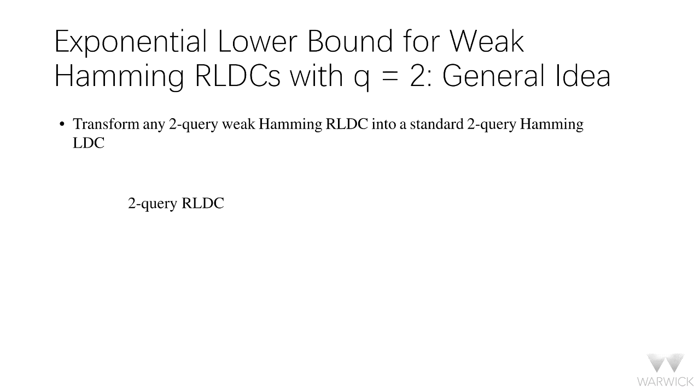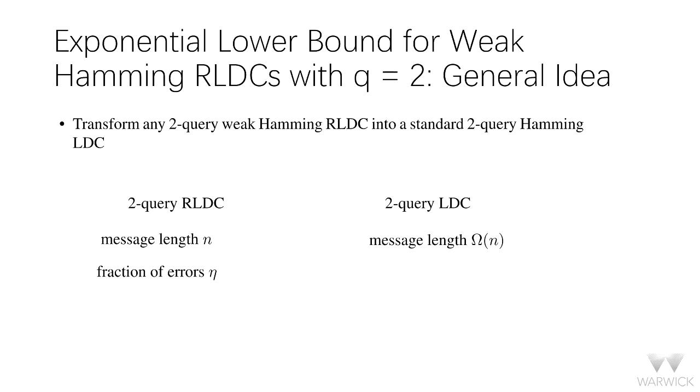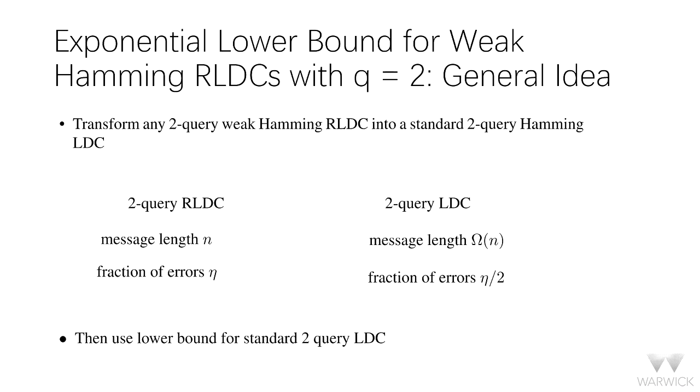So we want to do the transformation, and we want to make sure that the parameters do not change too much. If originally we have a two-query RLDC with message length n, then we hope to have a two-query standard LDC with message length Ω(n). And also the fraction of errors, if originally it is η, then after the transformation we want the resulting LDC to resist some η/2 fraction of errors. Then if we can do the transformation, we can use the lower bound for the standard two-query LDC.